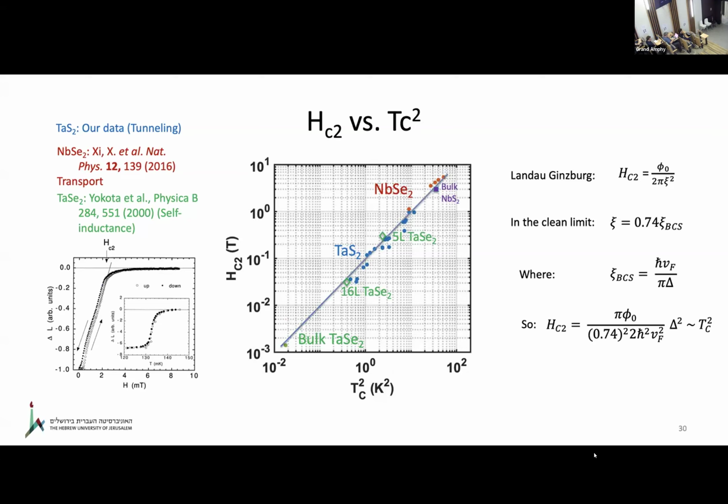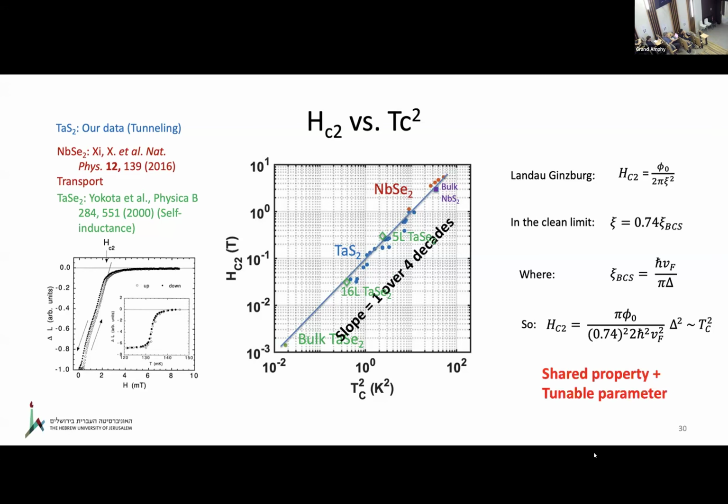So all these four materials sit on this one curve, which spans 4 orders of magnitude in Hc2 and in Tc squared. And again, supposedly this is a relation of a clean superconductor, but these are 4 different materials. We go from clean to dirty, and dirty to clean again. So it doesn't seem to fully depend on this question of whether it's a clean or dirty superconductor.